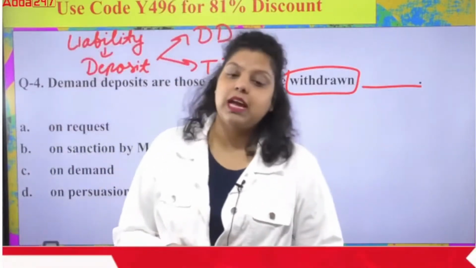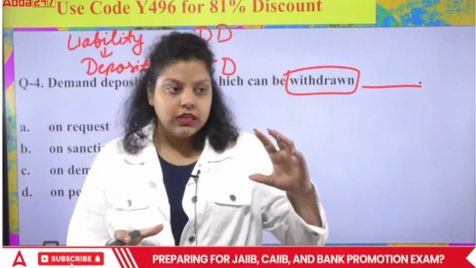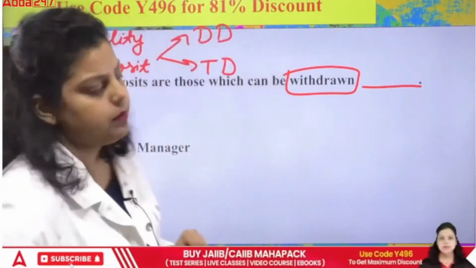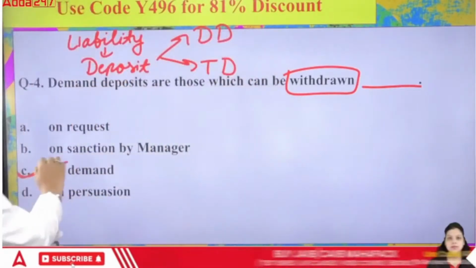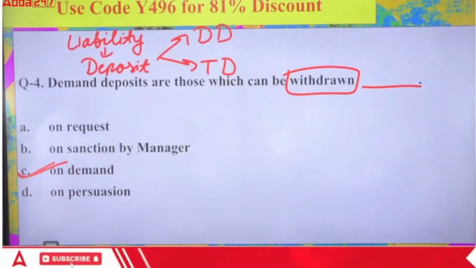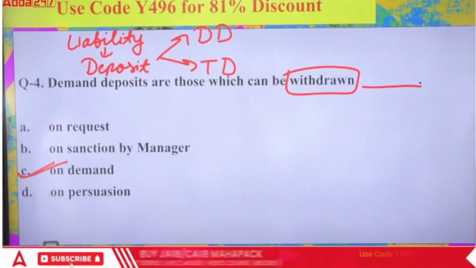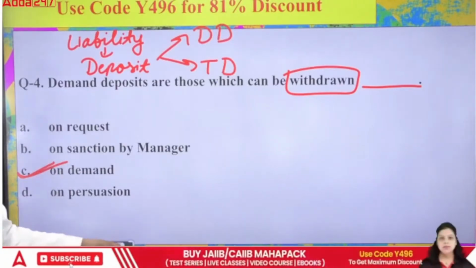But the term deposit is a type of deposit in which the customer will be able to get the money only after a certain maturity period. So the right answer will be C, that is on demand. On demand, the customer is allowed to withdraw the money. So the right answer is C.